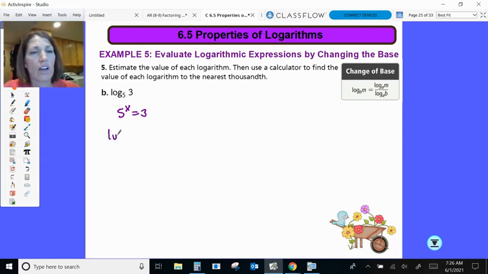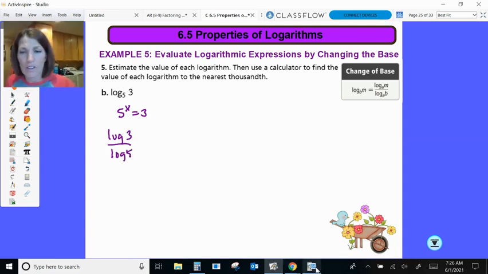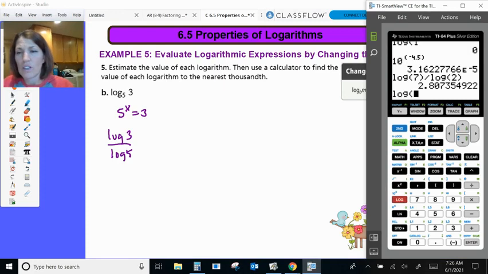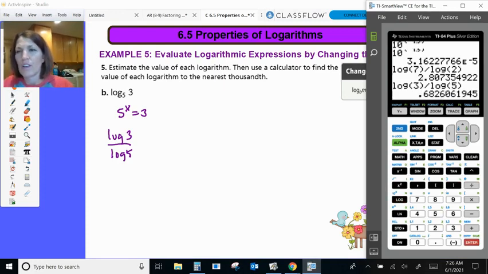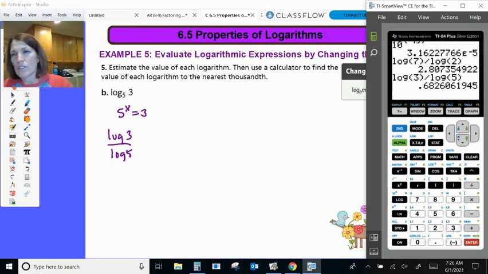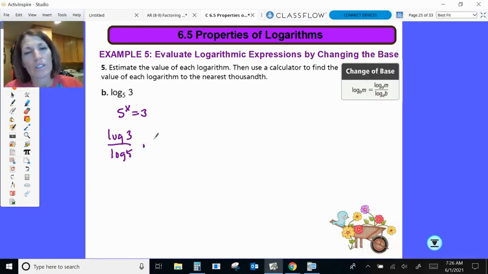So we got log of 3 divided by log of 5. And so we have, let's go log of 3 divided by log of 5. We've got 0.6826. We're going to go to thousandths, so since it was 26, so 0.683. Okay? And there you go.